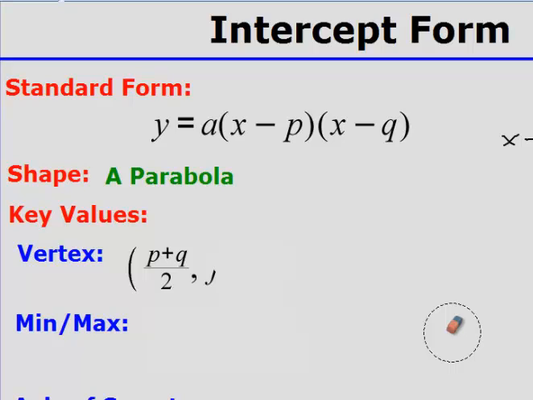If you want to, you can FOIL it all out and then just graph it in standard form. So for the vertex, once I get the x-coordinate, what do I do with it? Plug it back in. I find the y by evaluating my f of x. So the x-coordinate is p plus q over 2, and once I get it, I plug it back in to find the y that matches with it.